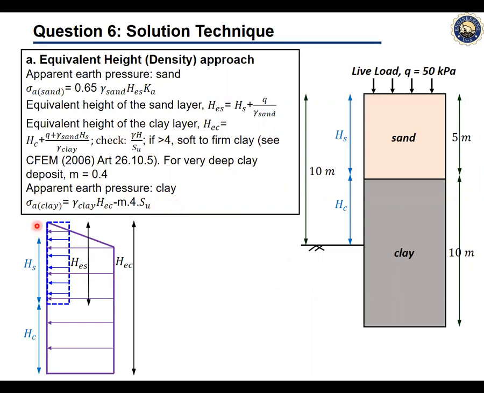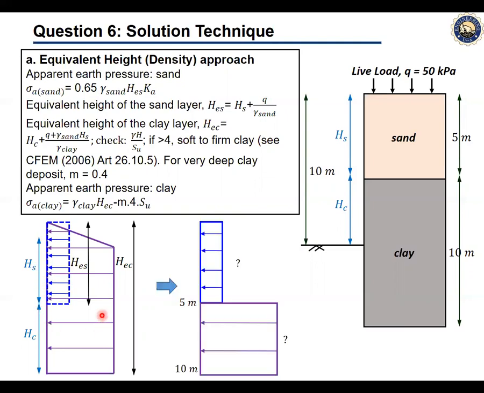So this is a general representation of how our apparent earth pressure distribution looks in the sand and the clay. And this is the final apparent earth pressure diagram. We need to find this coordinate that is creating this rectangular or square region within the sand and the clay.